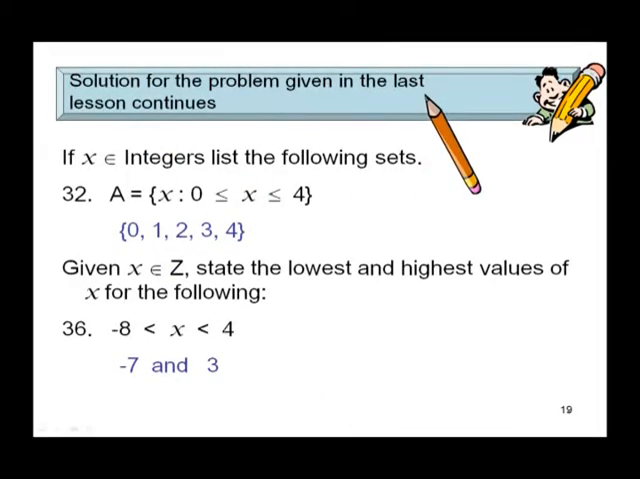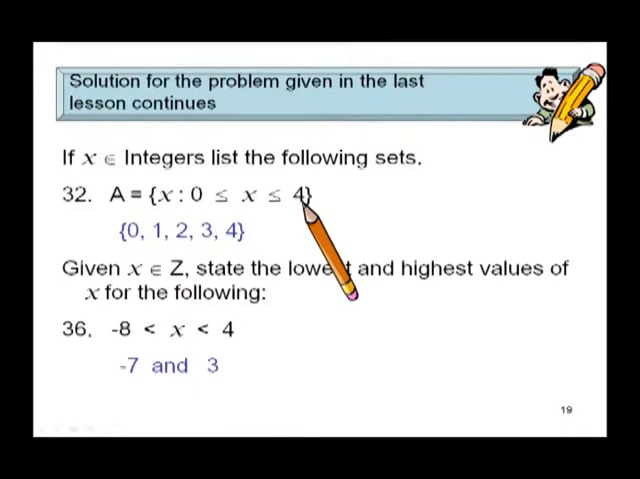Solution for the problems given in the last lesson continues. If x is an element or member of the set of integers, list the following sets. 32. The set A is equal to {x such that x is greater than or equal to 0 and less than or equal to 4}. Answer: 0, 1, 2, 3, 4.